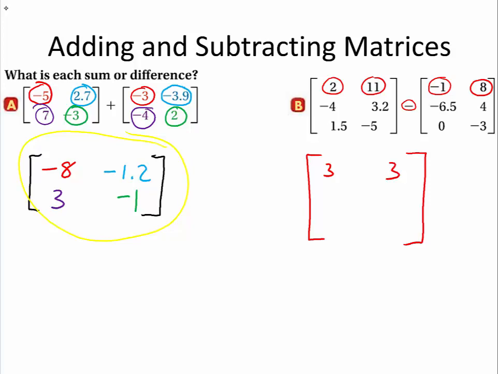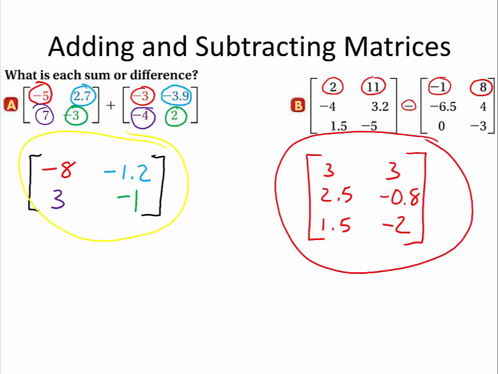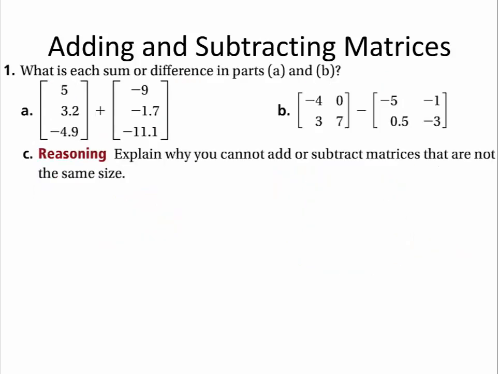And then -4 minus a -6.5, which is a +2.5. And then 3.2 minus 4, which comes out to -0.8. And then we have 1.5 minus 0, which comes out to 1.5. And then -5 minus a -3, which is -2. And there's your answer. Remember, the matrix answer is supposed to be in the same format as the problem. All right, why don't you go ahead and give A a try and see how you do.